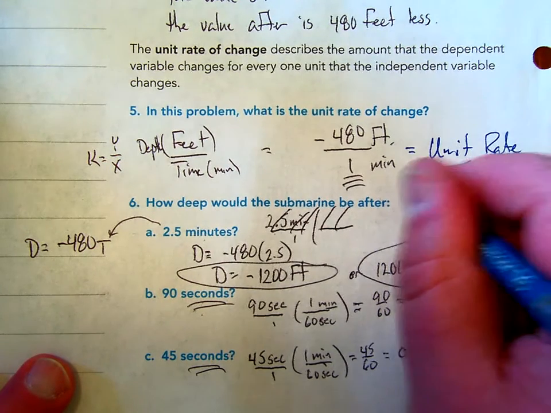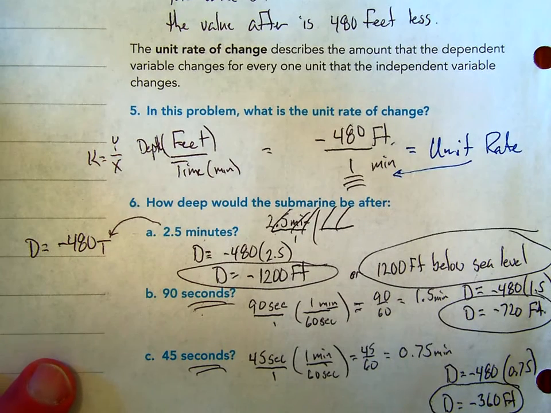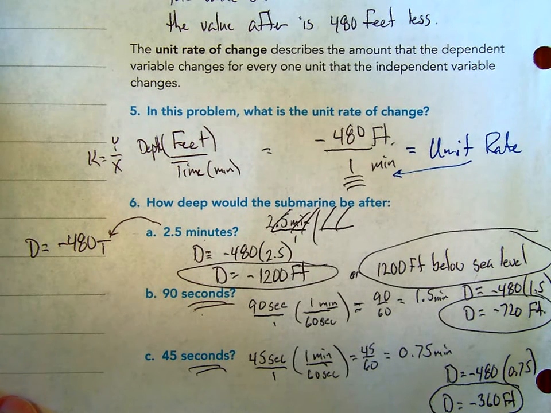And again, it's per 1 unit of time, or per 1 unit, whatever the bottom number is. It can be price per pound, dollars per gallon, miles per 1 hour, but it's per 1 unit.